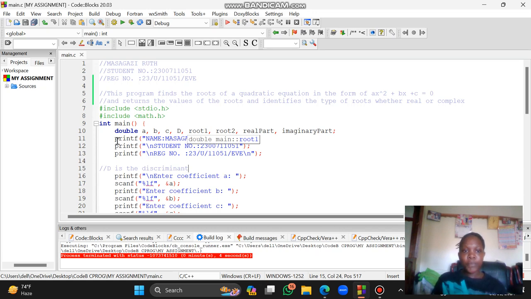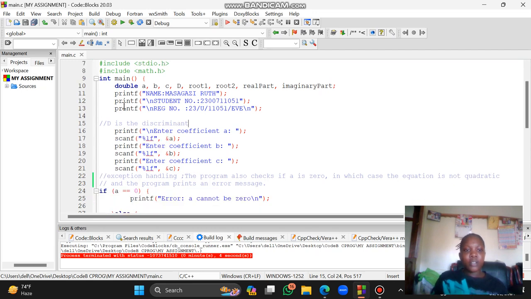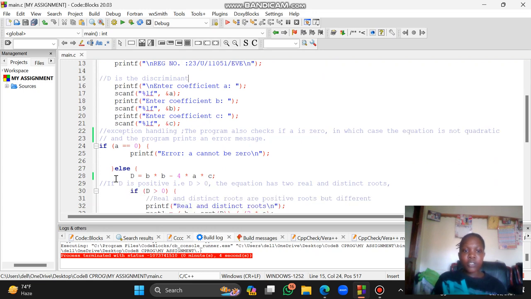So first here, we are going to print the student details. Then as we go on, D is the discriminant. So here we prompt the user to enter the coefficients of A, B, and C. Then here on the next part, we see exception handling, where the program is supposed to check if A is 0. In the case where A is 0, the program returns an error message and does not run. Then we go on to define the D, the discriminant, which is given by b squared minus 4ac.